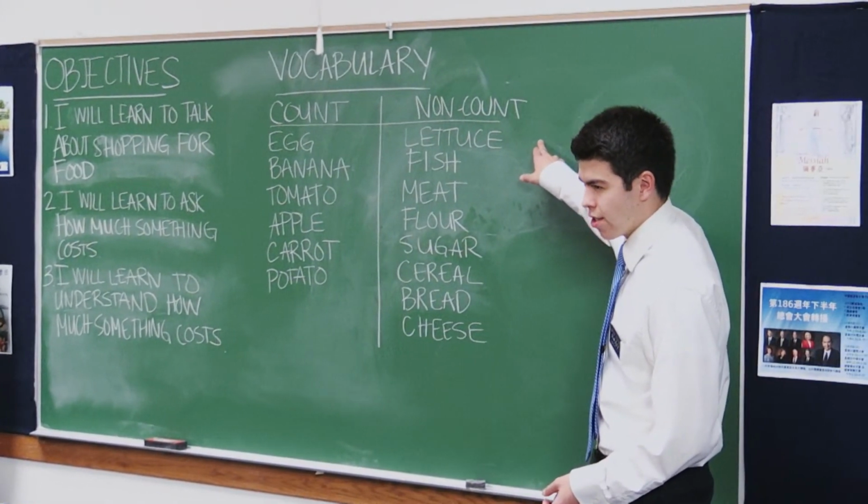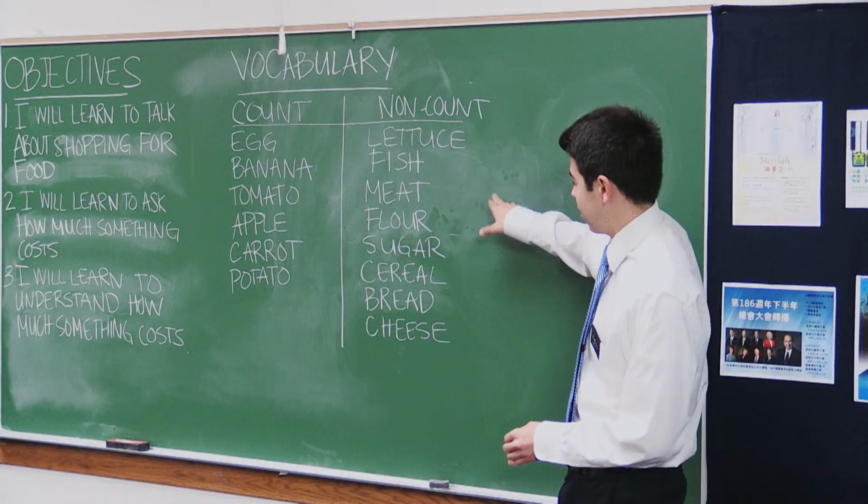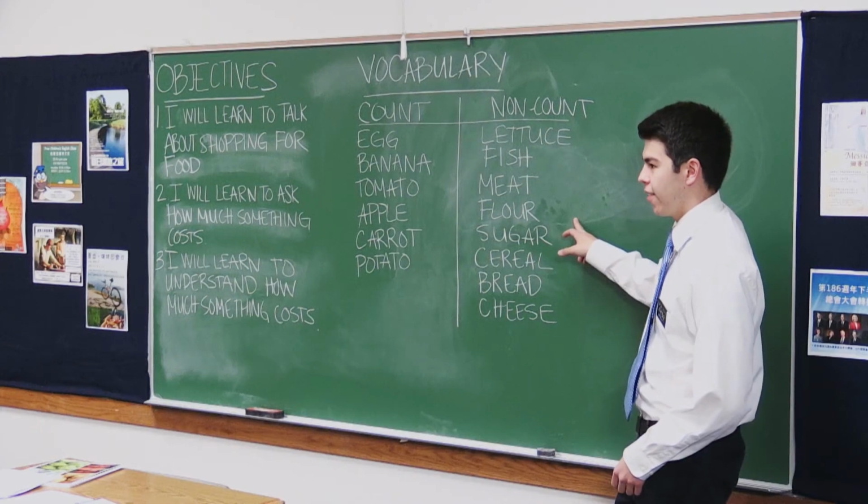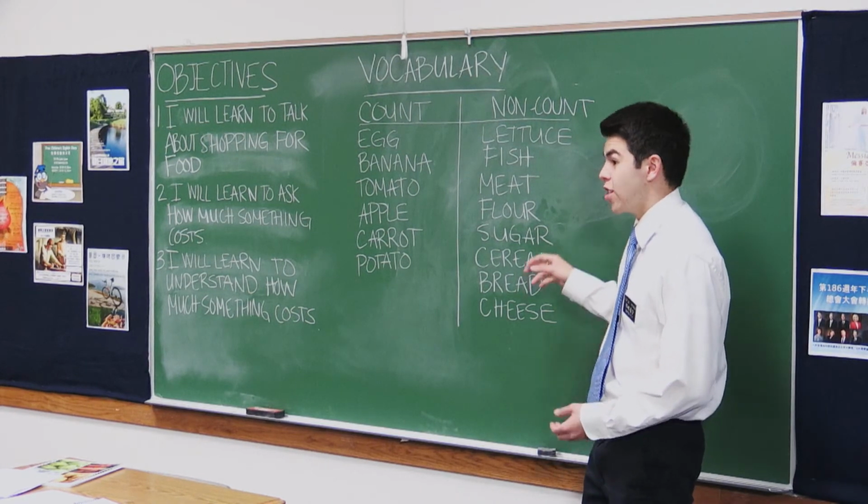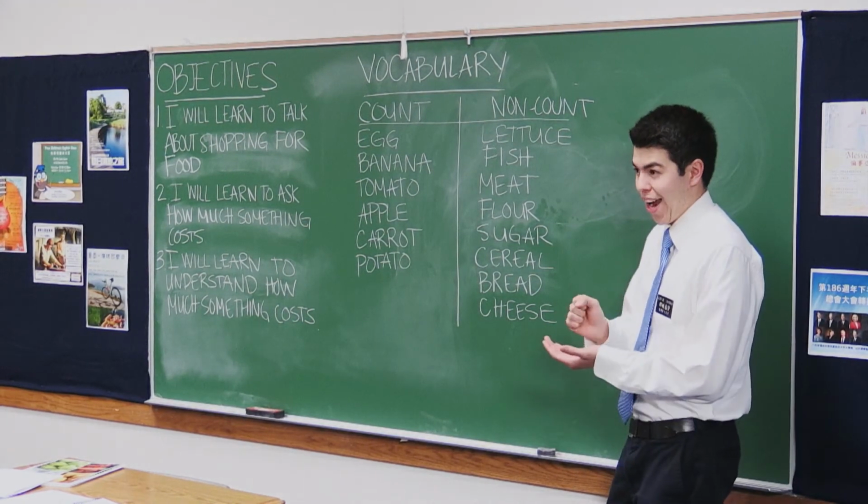What words do you not understand? Flower. Flour. Okay. Flower. Flour is wheat that is ground.